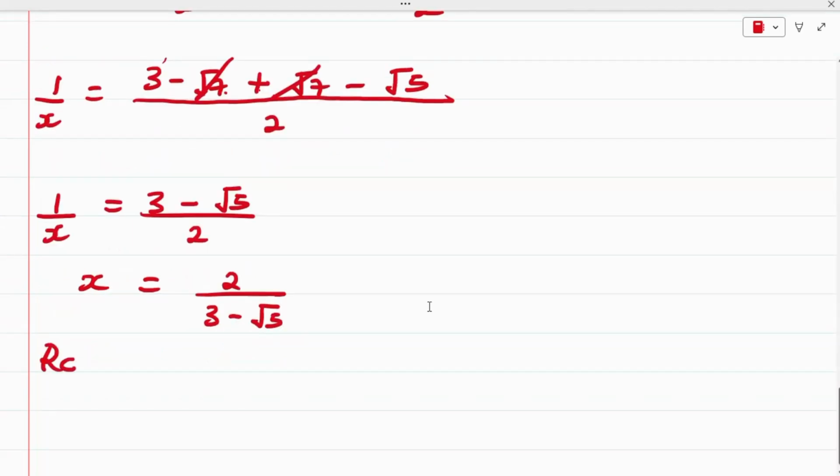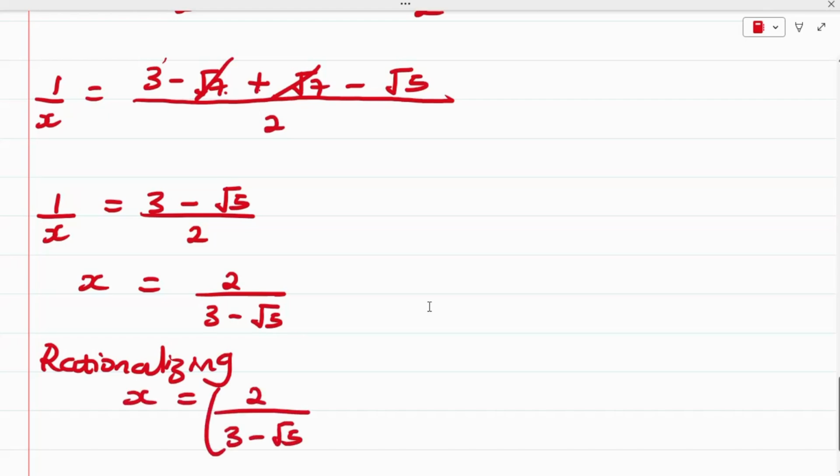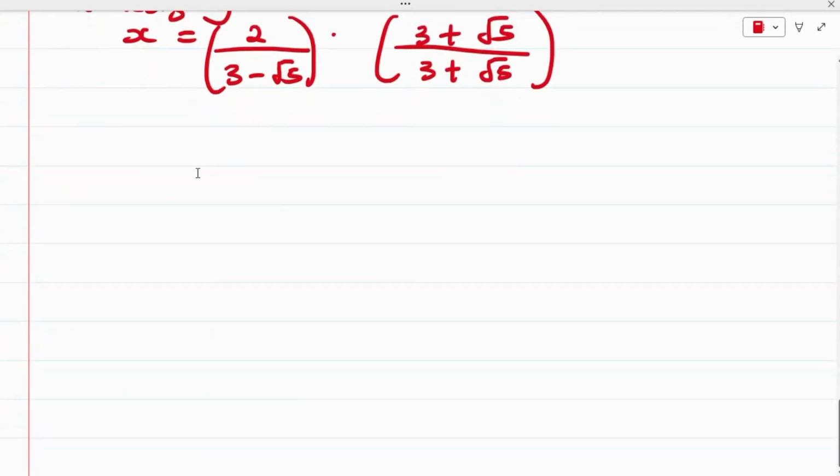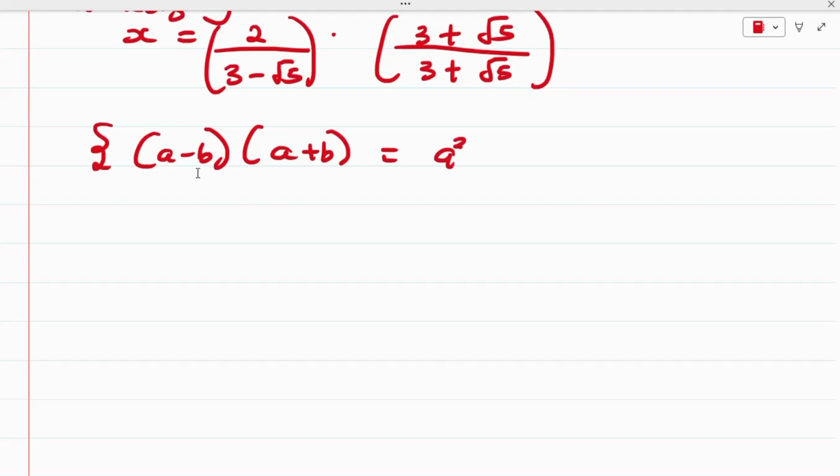So the next thing we want to do is to simply rationalize. Rationalizing, we have that x is equal to 2 divided by 3 minus the root of 5, multiplied by 3 plus the root of 5 divided by 3 plus the root of 5. So from here, if we apply the property that says a minus b multiplied by a plus b is equal to a square minus b square, we are applying this to the denominator.